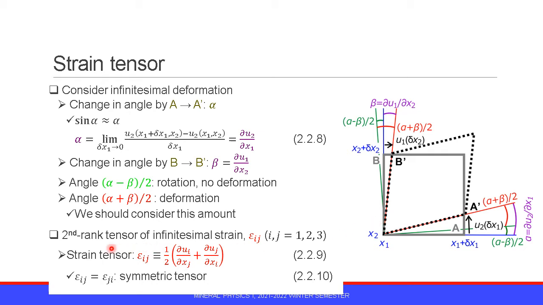Therefore, we define the second rank tensor of the infinitesimal strain epsilon ij as 1 over 2 times the partial derivative of u i with respect to x j plus the partial derivative of u j with respect to x i, where i and j are coordinate numbers of the coordinates 1, 2, 3. Obviously, epsilon ij is equal to epsilon ji. Therefore, the strain tensor is a symmetric tensor.